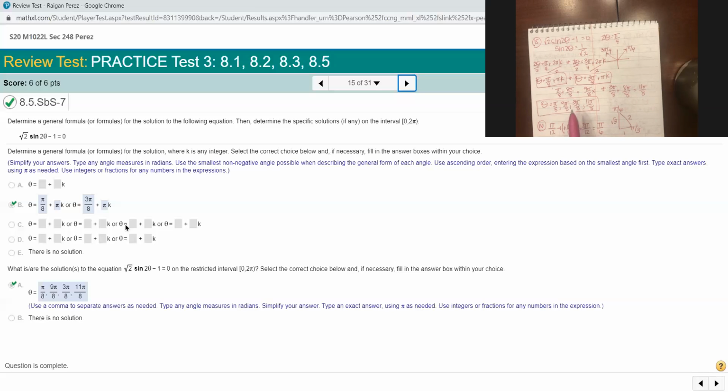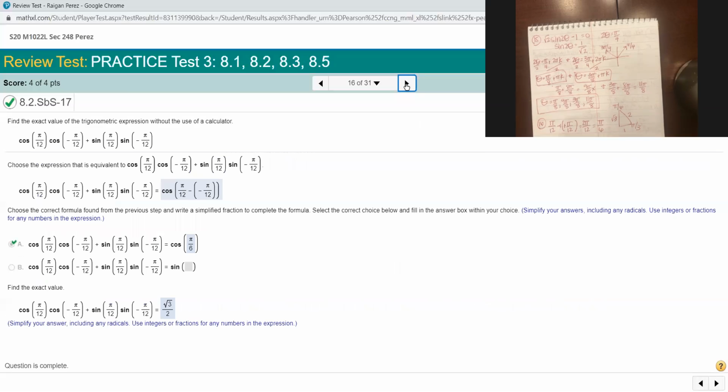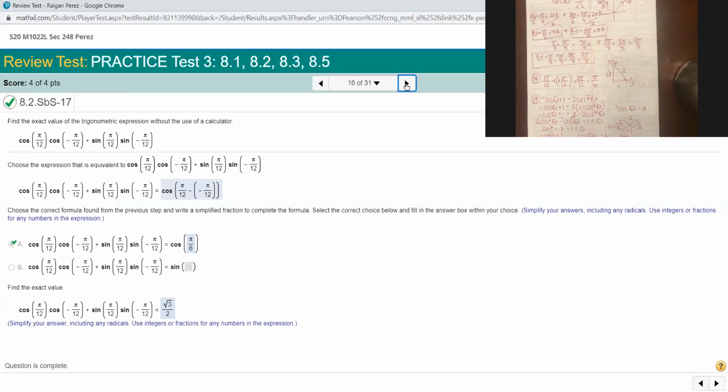So I just have those 4 answers right there. That's number 15. Number 16 is pretty easy. They already give it to you. So if you're using your formula sheet, this is the same thing as alpha minus beta. So that's why I had to choose this one.